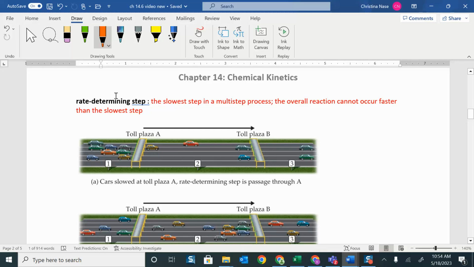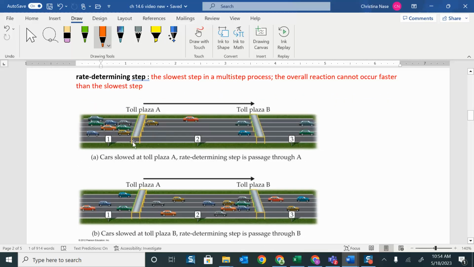So this is the slowest step in a multi-step process, and then the overall reaction can't go any faster than that. That's going to determine how fast the reaction happens. So in this diagram down here, you can see there's two toll plazas. In the first picture, you can see the cars are kind of getting backed up on this first step. This is the rate determining step, toll plaza A. Once you get through there, the reaction goes pretty fast. You can blow right through toll plaza B.